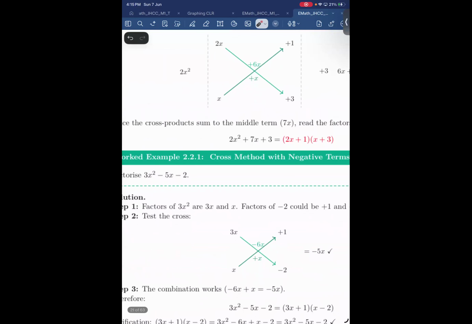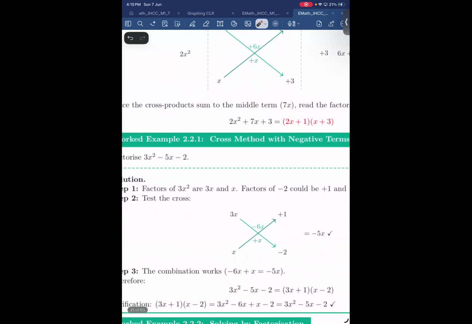So factorize 3x squared minus 5x minus 2. Of course for the 3x squared, one of them will be 3x, one of them will be x. So we want minus 2, and we have a few choices. In the end it happens that plus 1 and minus 2 happen to be a good one. You can only really choose for minus 2, either plus 1 and minus 2, or minus 2 and plus 1. Two choices. Then the correct choice is plus 1 and minus 2. So your factors are 3x plus 1 and x minus 2. This one shouldn't have any issue, right?